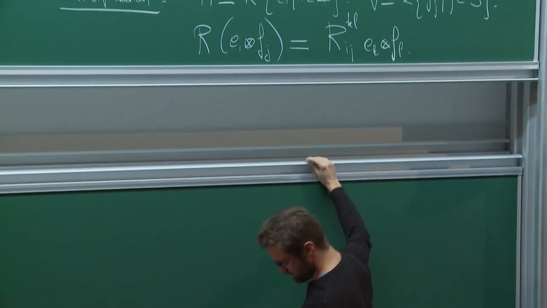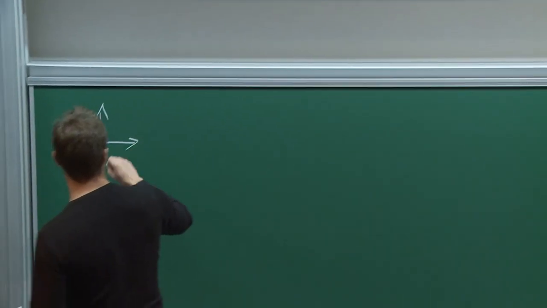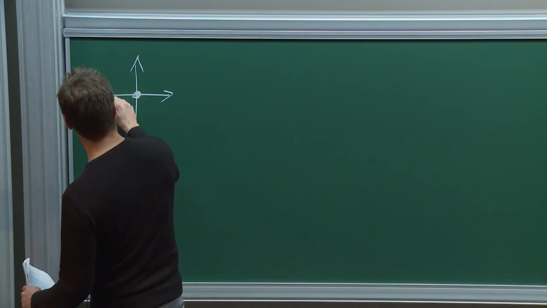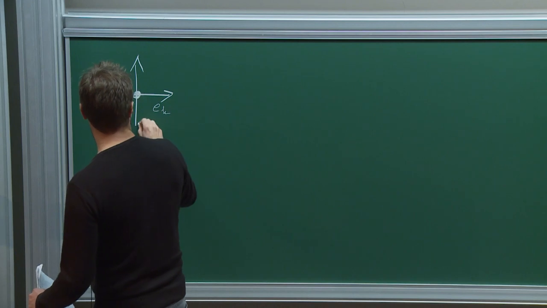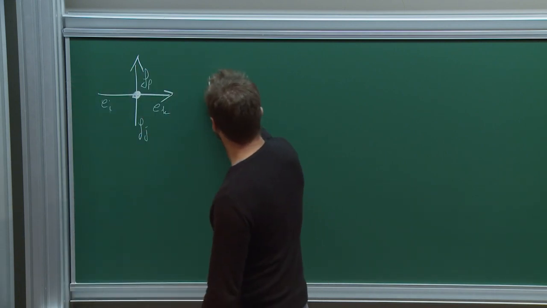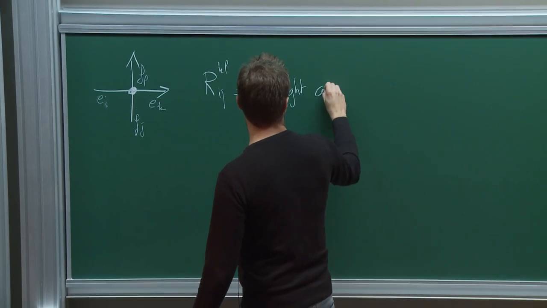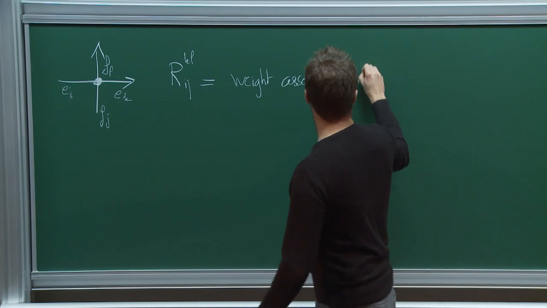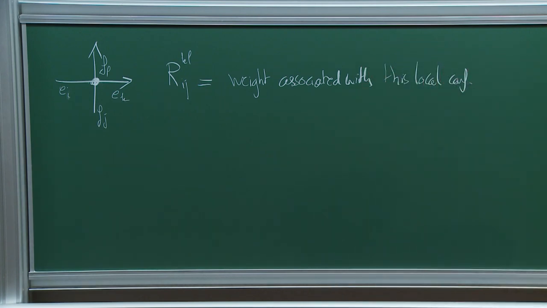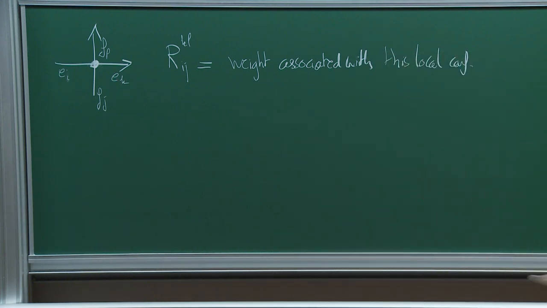So here is the way to interpret this. We have configurations like this. Locally around a vertex of our lattice, we decorate edges. We decorate horizontal edges with e's and vertical edges with f's, basis elements of H and V. And the coefficient R_ijkl is the weight associated with this local configuration. Or if you want to think in terms of probability, R_ijkl is the probability that you have such a configuration locally around the vertex.